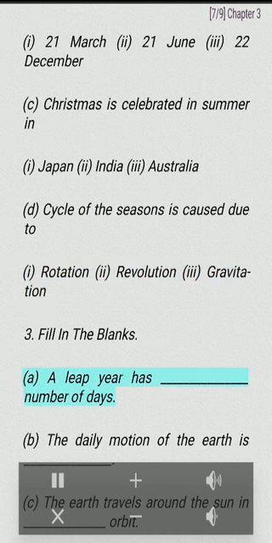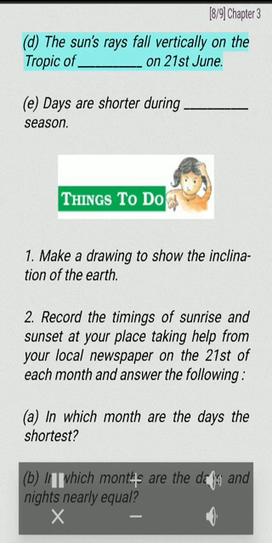3. Fill in the blanks. A. A leap year has blank number of days. B. The daily motion of the Earth is blank. C. The Earth travels around the Sun in blank orbit. D. The Sun's rays fall vertically on the Tropic of blank on the 21st of June. E. Days are shorter during blank season.